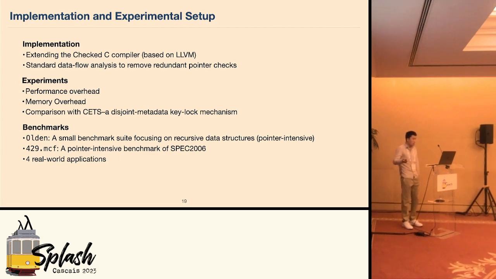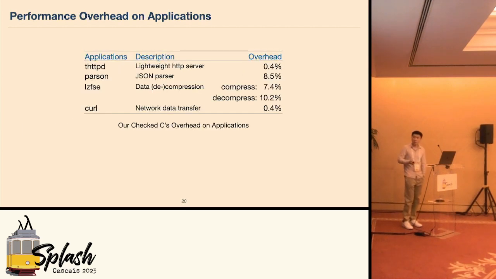And we also ported 4 real-world applications and 1 pointer-intensive benchmark of SPEC 2006. And here's the result. To summarize, for a lightweight HTTP server and for curl, where we ported the HTTP protocol and the engine part and left the other untouched, the overhead is almost negligible. And for a lightweight JSON parser and a data compressor, the overhead is around 10%.